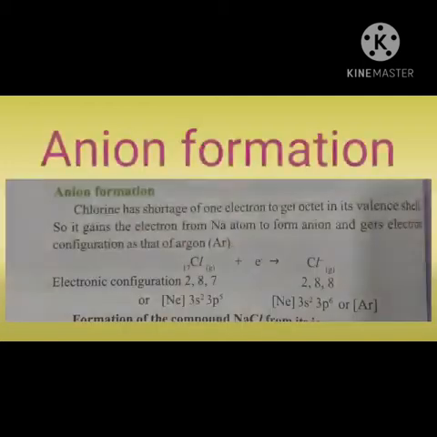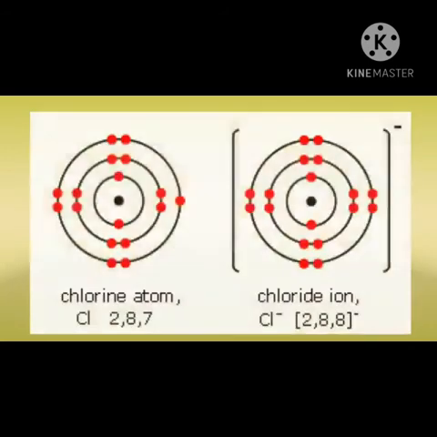Now, we observe the anion formation. Chlorine has a shortage of one electron to get an octet in its valence shell, so it gains one electron from the sodium atom to form an anion and gets the electron configuration of argon. The chlorine electronic configuration is 2,8,7. In the valence shell, it has 7 electrons.